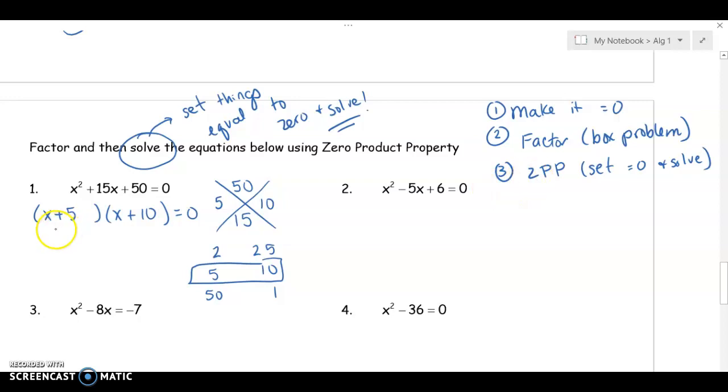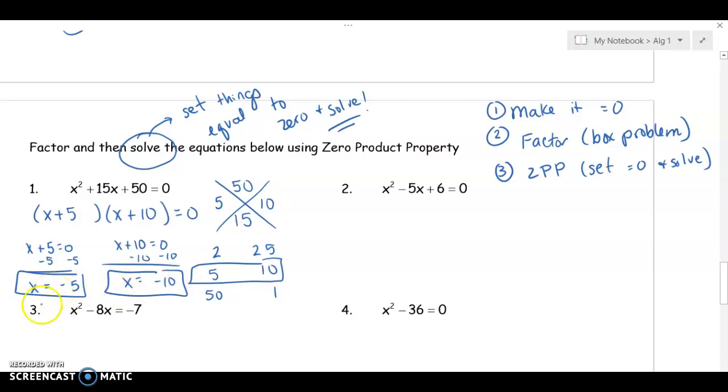Then we do what we just did on the previous problems. We're going to set those equal to 0 and solve. So we're going to set x plus 5 equal to 0 and x plus 10 equal to 0. You're going to minus 5 on both sides, minus 10 on both sides. You're going to get x equals negative 5 and x equals negative 10. Those are your solutions. If you were to graph it, it would cross the x-axis in those locations. Okay, let's try number 2.